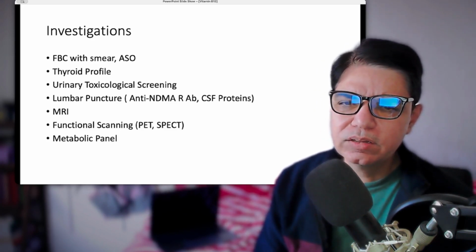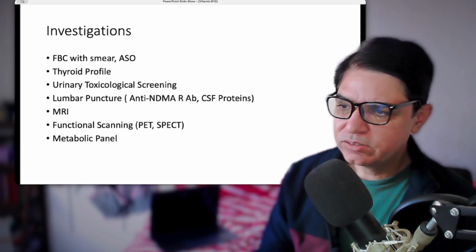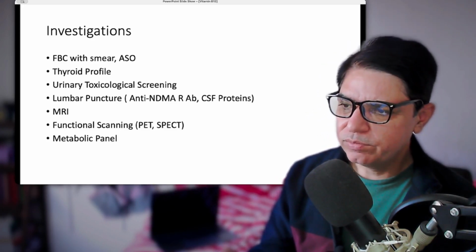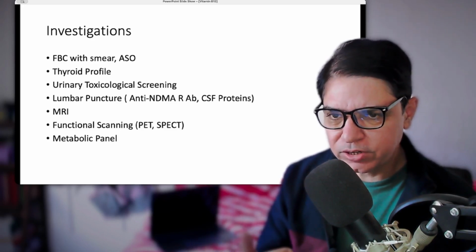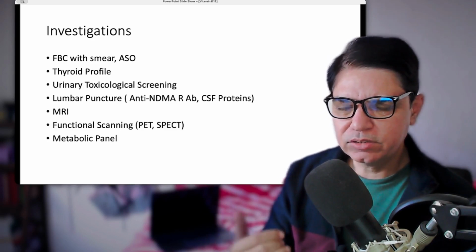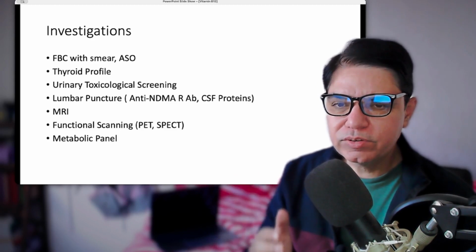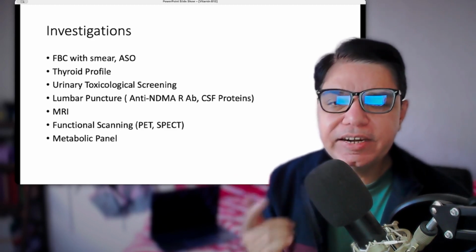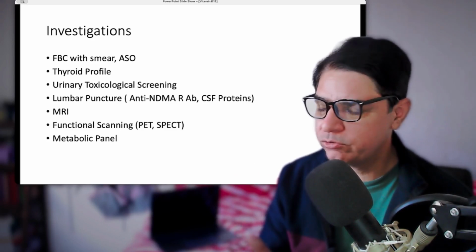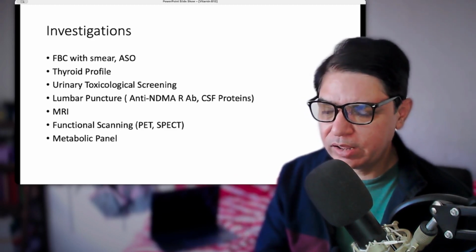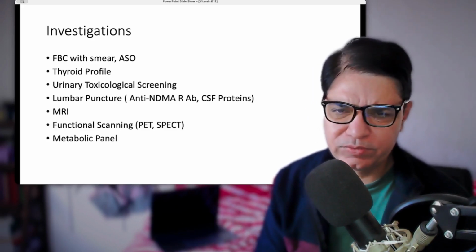So lumbar puncture is not only for meningitis. The typical view of lumbar puncture is that we want to differentiate between bacterial and viral meningitis, but in case of encephalitis, it can give us important clues. Not only for proteins, you can also check for certain antigens. For example, in acute viral encephalitis, you can check for herpes simplex viral PCR, etc. ELISA tests and different types of tests can be done.